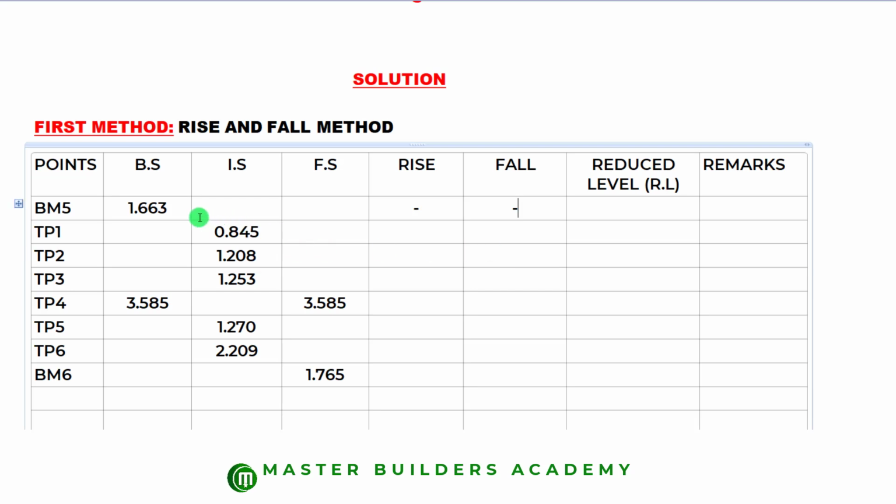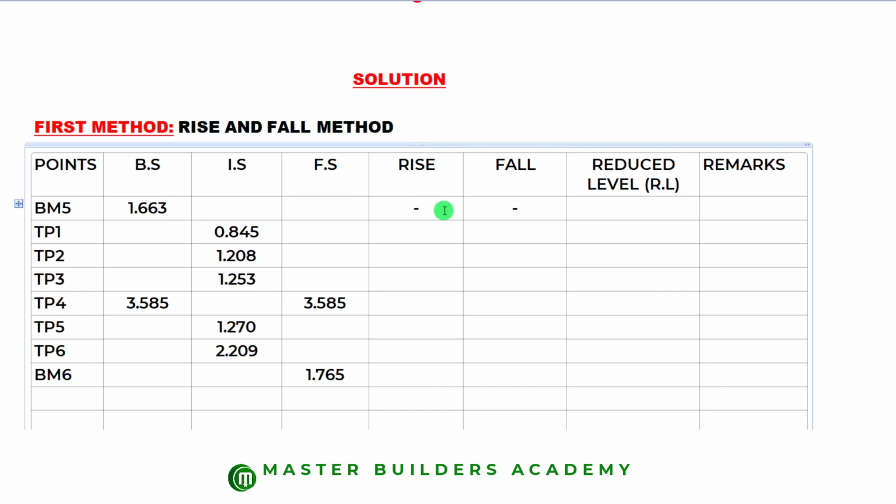So at BM5, we are starting at a point, standing also at a point. We have not moved any distance. It is when we move that we know whether we experience a rise or a fall. On this note, nothing of such happens at this point.